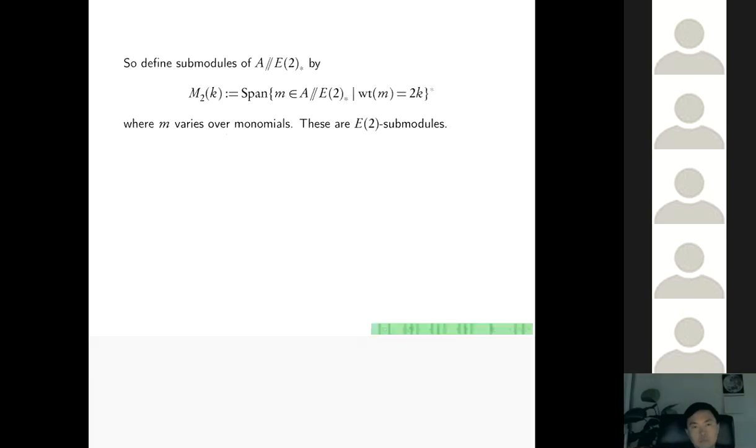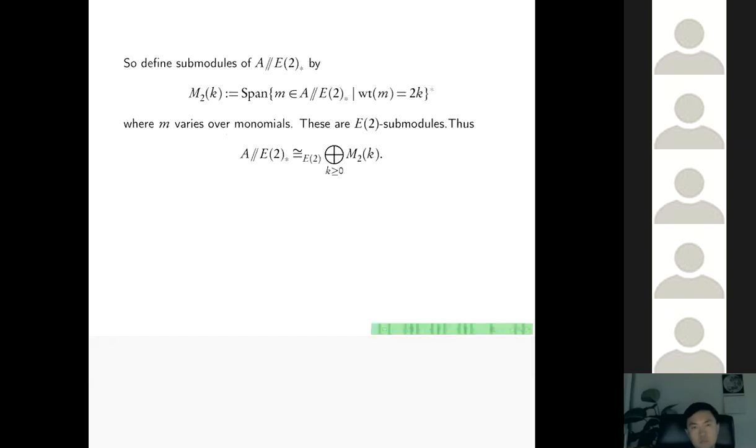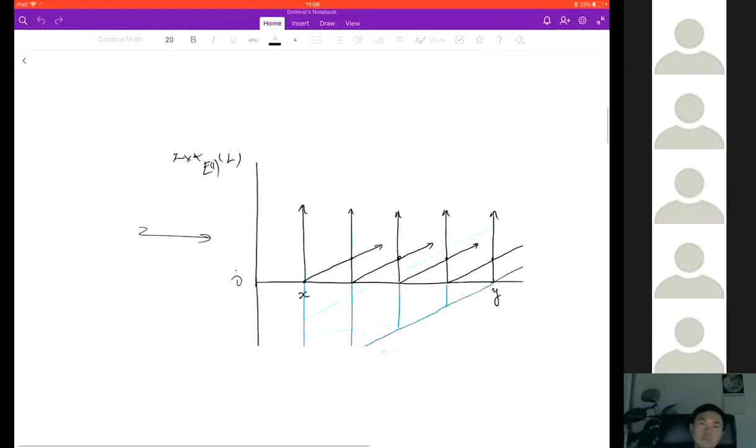Okay, so it makes sense then to consider the following. Look at the F2 linear span of the monomials of A mod mod E2 dual where the weight of M is exactly 2 times K. I'm writing down 2 times K because all weights are divisible by 2 in A mod mod E2 dual. So by the previous observation, this is defining an E2 submodule of A mod mod E2 dual. And because everything has a weight, A mod mod E2 dual decomposes as a direct sum of these M2K pieces.